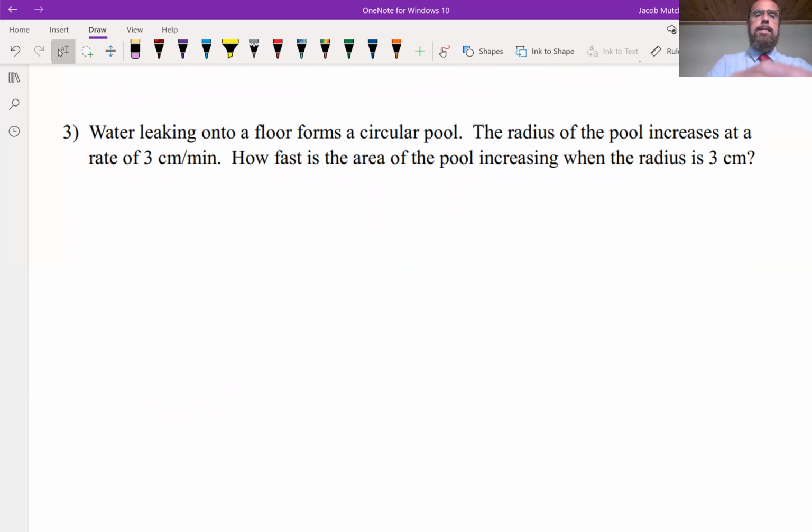Let's start again by identifying our variables. My variables for this question would definitely be, since I'm talking about a circle, the radius, and we'll call that R. And then like our last question, we're really prompted into discussing the area of a circle.